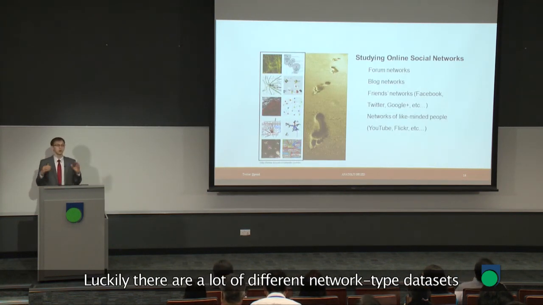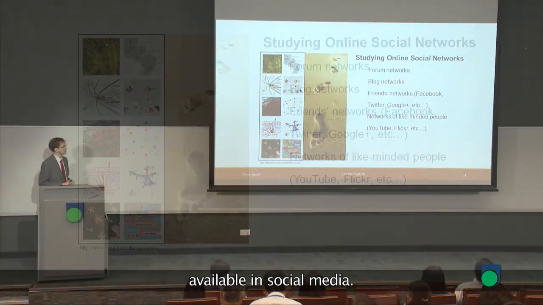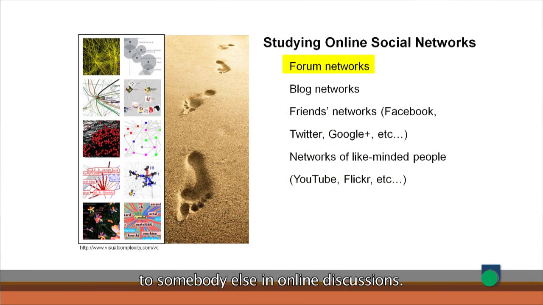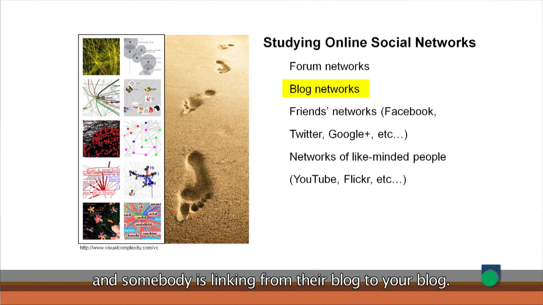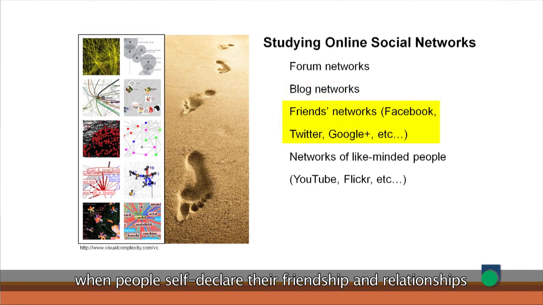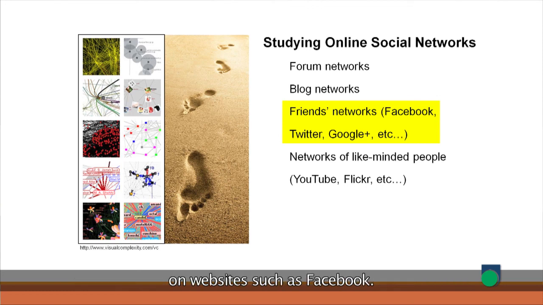And luckily, there are a lot of different network-type data sets available in social media. So we can think of forum networks, when somebody is replying to somebody else in online discussions. We can think of blog networks. So if you have a blog and somebody links from their blog to your blog. You of course have friend networks, when people self-declare their friendship relationship on websites such as Facebook.